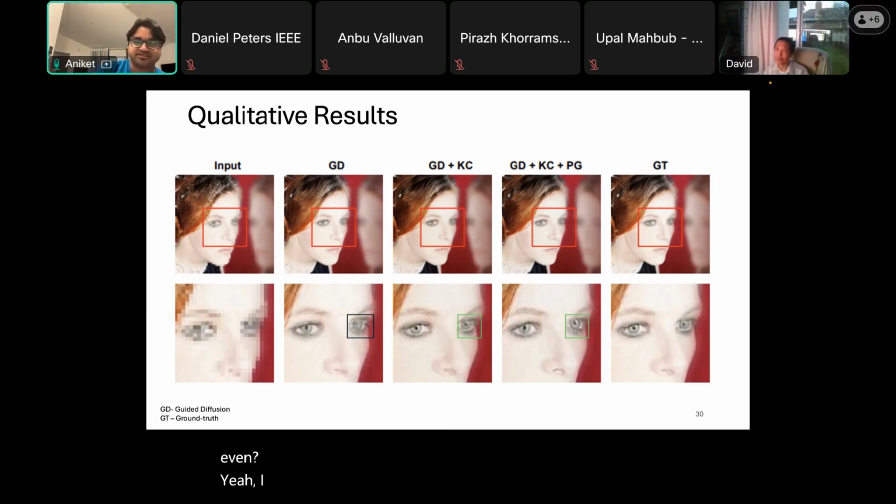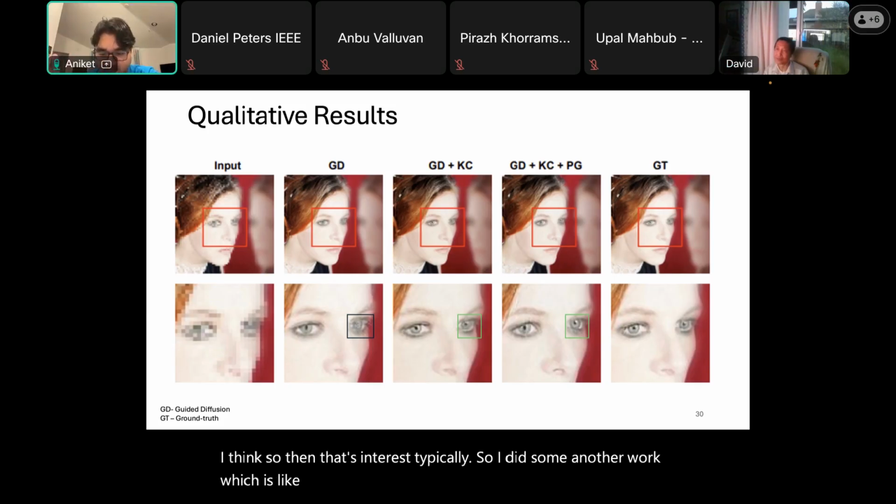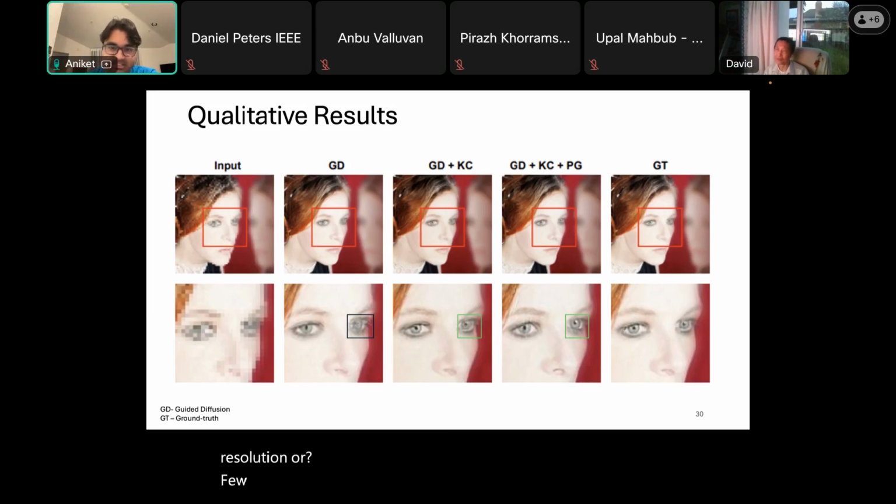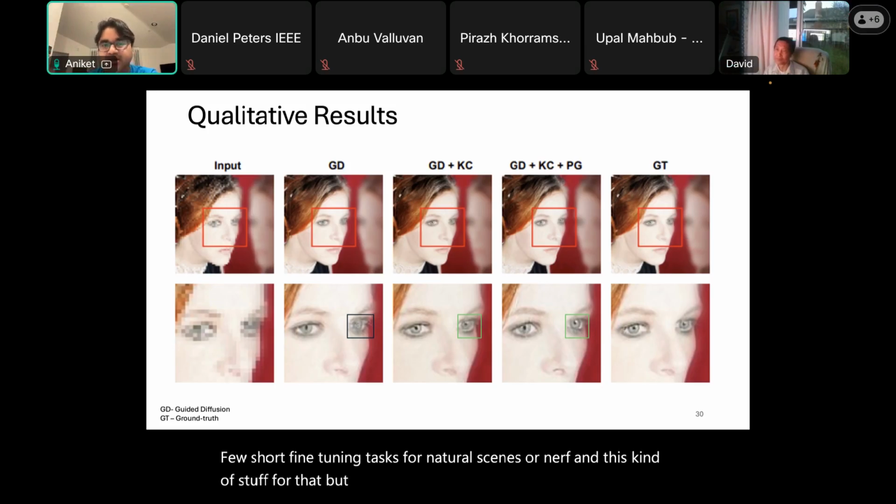Yeah, I think that's interesting. Because I did another work which is more about content generation and style generation, and for that it won't be that helpful, I would say, because this is more suited to tasks like super resolution, or few-shot fine-tuning tasks for natural scenes or NeRF and this kind of stuff. For content creation it might not be that helpful. Okay, thank you.